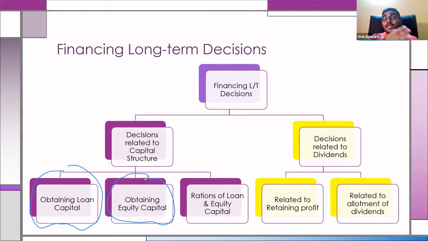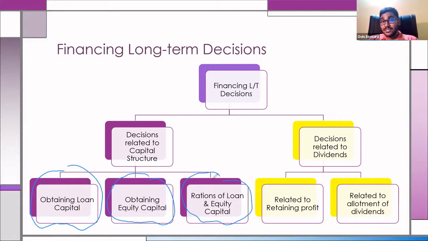And after raising debt and equity, we need to decide upon our capital structure ratio, the ratio between the equity component and the debt component. Are we going to have more debt over equity, or are we going to have more equity over debt? So these are the decisions under the capital structure in terms of financing long term.